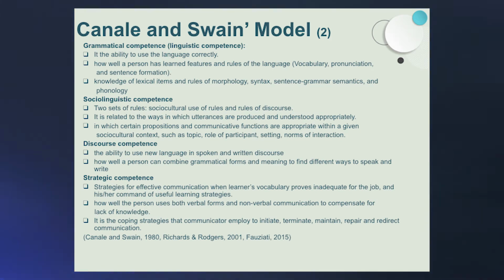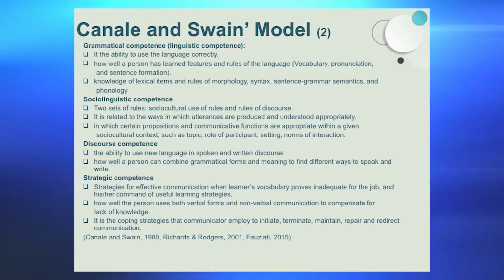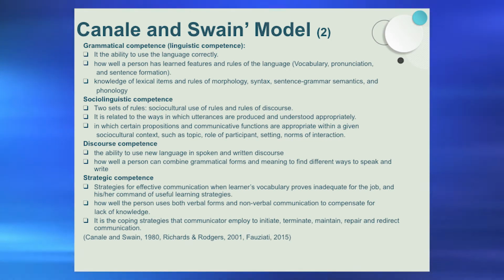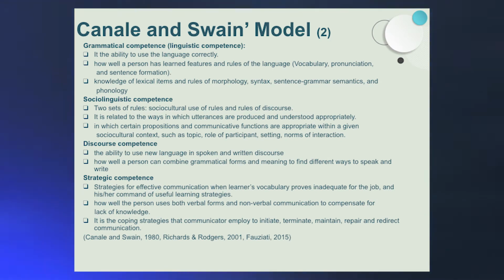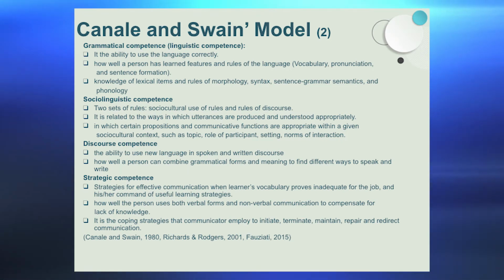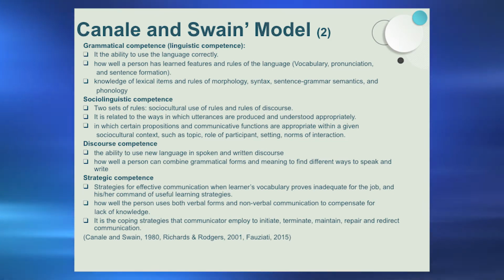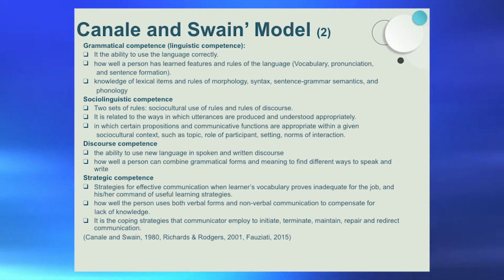The third, discourse competence. It refers to the ability to use new language in spoken and written discourse, how well a person can combine grammatical forms and meaning to find different ways to speak and write. Canale wrote that it is the mastery of rules that determine ways in which forms and meaning are combined to achieve a meaningful unity of spoken or written text.